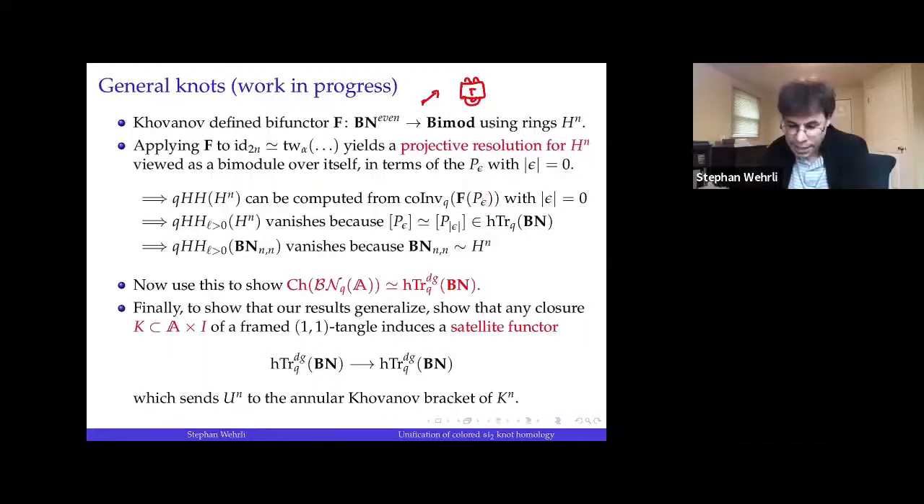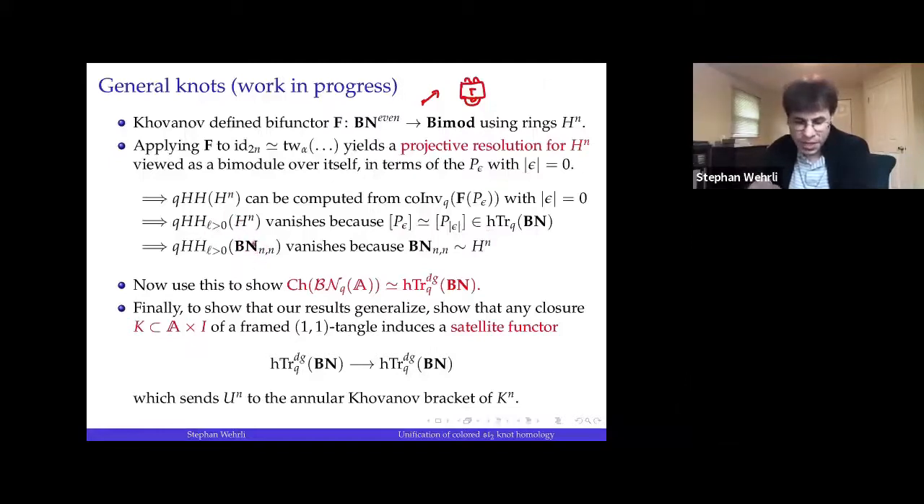And then, well, I guess I'll skip the details, but what you get is a projective resolution for the ring H^n, viewed as a bimodule over itself, and you can use this to compute the quantum Hochschild homology of H^n. And then by doing some calculation in the horizontal trace that is similar to what we did before, you'll see that the higher quantum Hochschild homology of H^n vanishes. And this also means that the higher quantum Hochschild-Mitchell homology of this category vanishes, because this Bar-Natan category is essentially the same as the category of projective H^n modules. And so this is now the important point, that this homology vanishes.